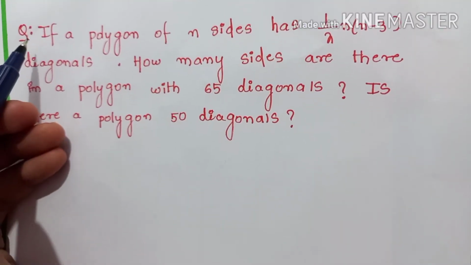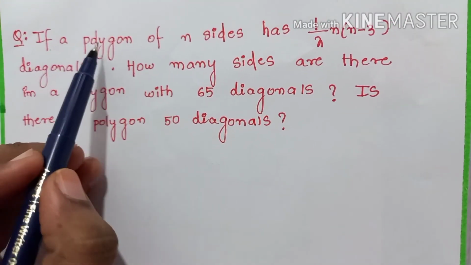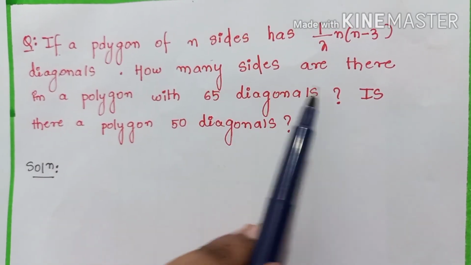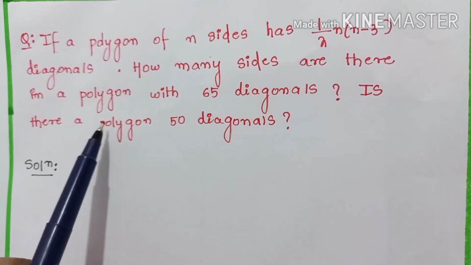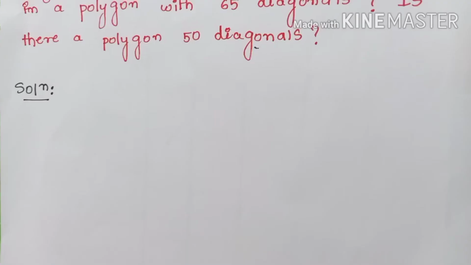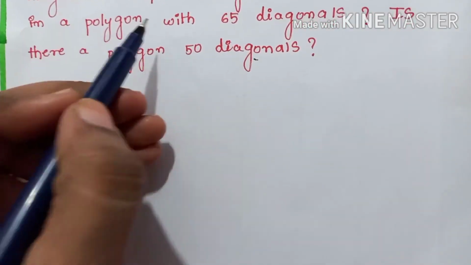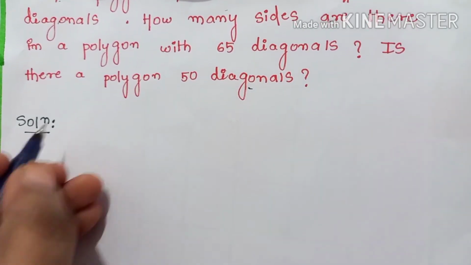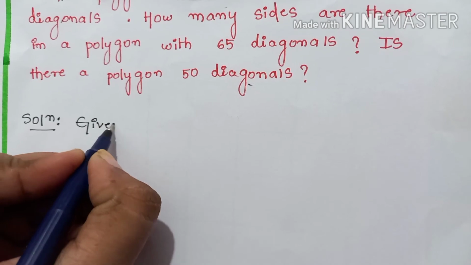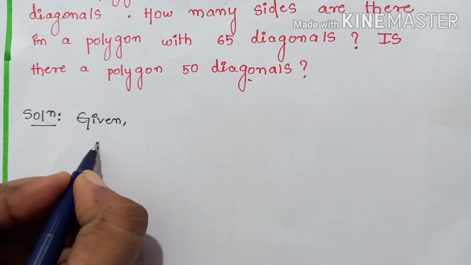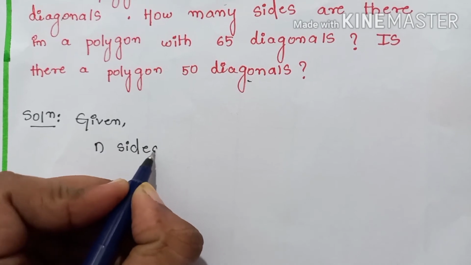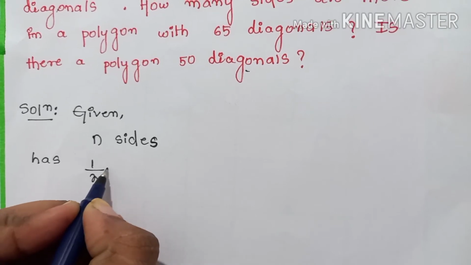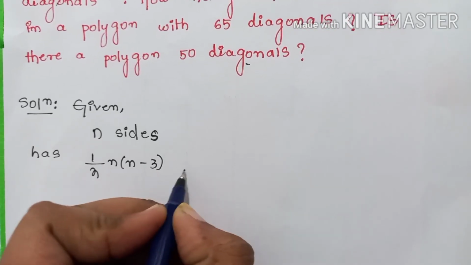Now here is another important and tricky question. If a polygon of n sides has 1 by 2 into n into n minus 3 diagonals, how many sides are there in a polygon with 65 diagonals? Is there a polygon with 50 diagonals? Now let us start the solution. Here in this question, we have to find for 65 diagonals and also for 50 diagonals. In the first case, a polygon with n sides has 1 by 2 into n into n minus 3 diagonals.